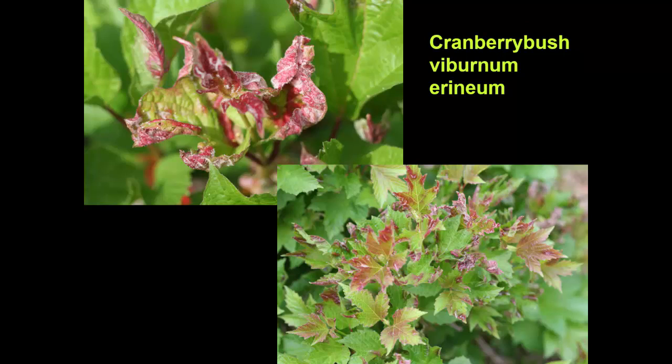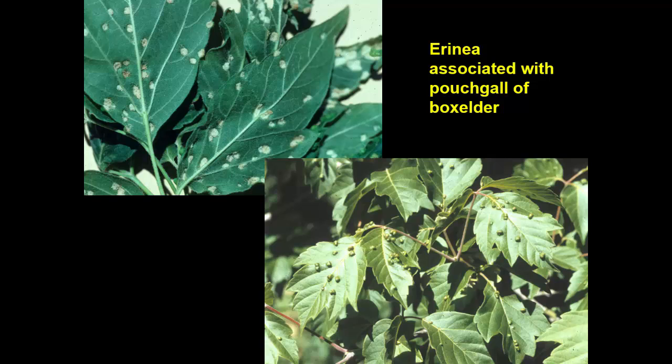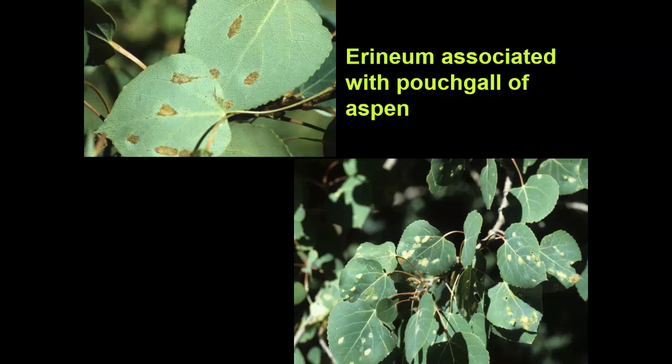It's an erineum. It's a little fuzzy when you look at it close, and there are lots of developing mites within it. And these erinea are often associated with some of the other symptoms we have already discussed. So that pouch gall on box elder, you look on the underside of the leaf, you have an erineum. You have that pouch gall on aspen, you look on the other side, you have a little fuzzy patch, in this case of brown hairs, that is an erineum.